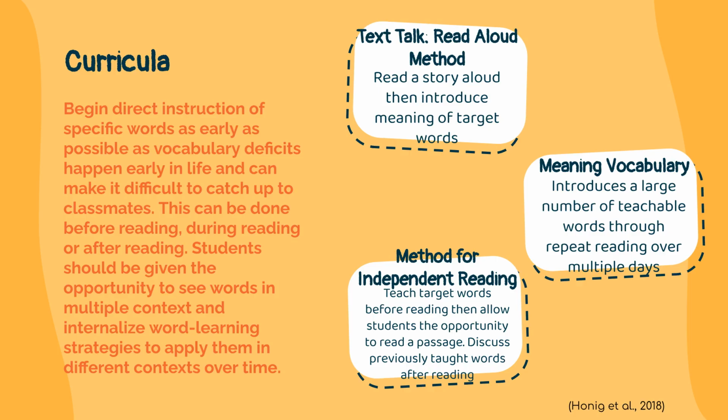There are a few different ways you can do this. The first would be text talk, the read aloud method, which is when you read a story aloud and then introduce the meaning of targeted words. The next would be meaning vocabulary, when you introduce a large number of teachable words through repeated reading over multiple days. And the third is the method for independent reading, which is when you teach targeted words before reading, then allow students opportunity to read a passage. Once a passage is read, you may discuss those words that you were previously taught.